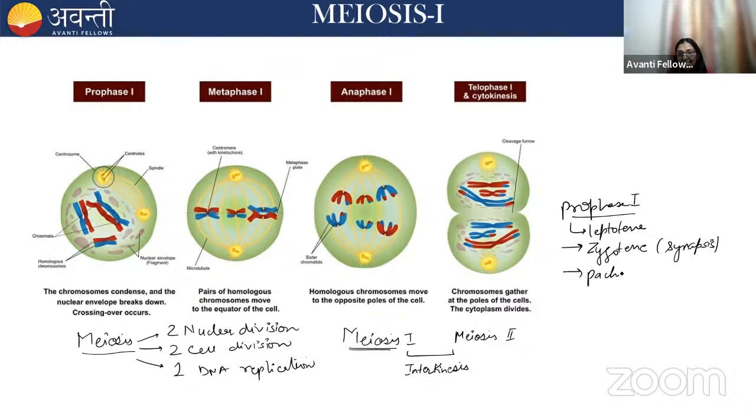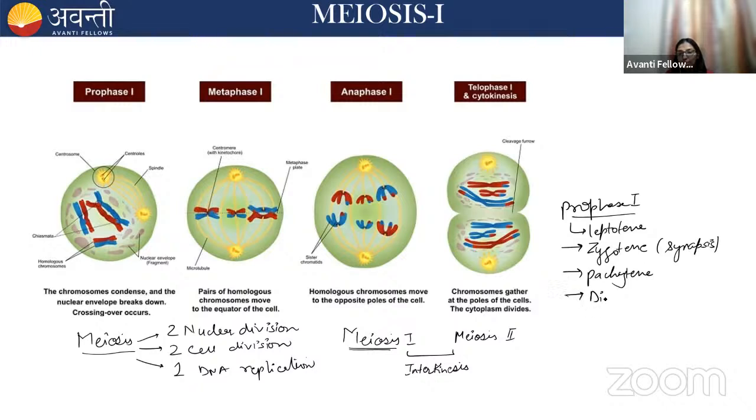Third is the pachytene stage. During the pachytene stage, the bivalents and the tetrads, which are formed in the zygotene stage, are clearly visible. And in the pachytene stage, recombination takes place, that is, crossing over occurs between the non-sister chromatids of the homologous chromosomes, and the formation of recombination nodules occurs. This crossing over is catalyzed by an enzyme known as recombinase.